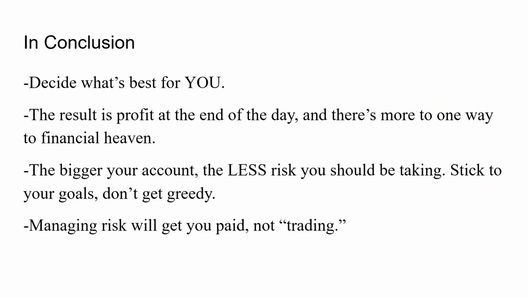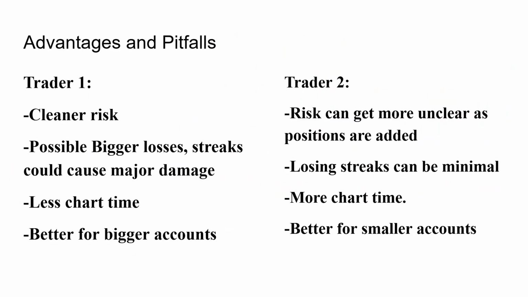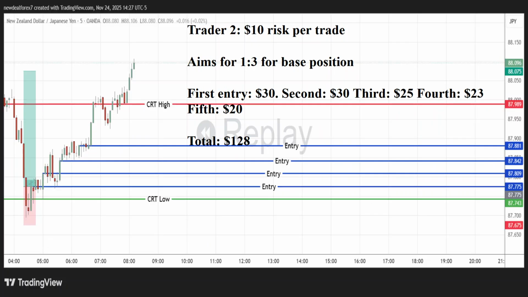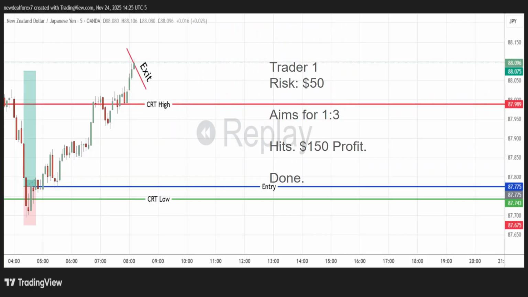Now, the bigger your account, the less risk you should be taking, but stick to your goals and don't be greedy. What do I mean by that? Let's say you just want to make $1,000 a day. It's just your dream to make $1,000 a day. How much would you be willing to risk to get there? Would you be willing to scale in to get to that thousand, or do you just want to do one and done? I can tell you right now, for a one and done, you're going to have to take a pretty big risk to hit 1,000.